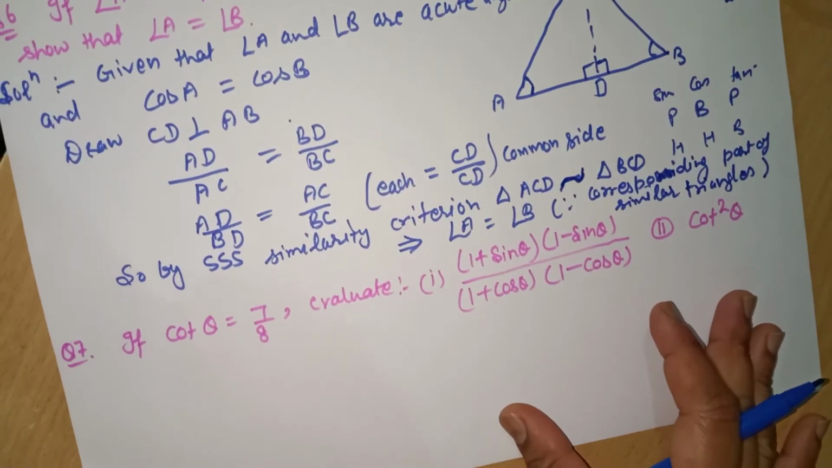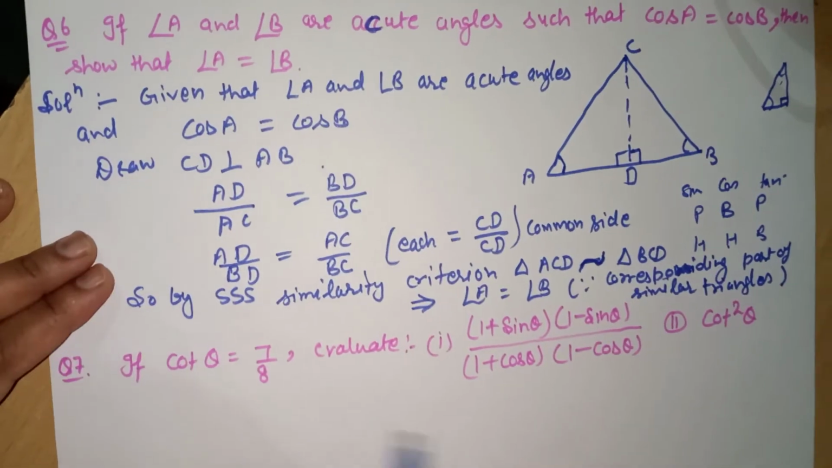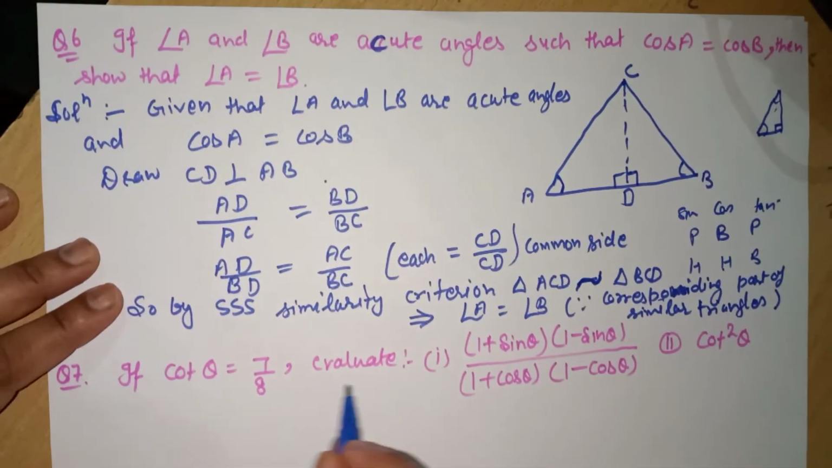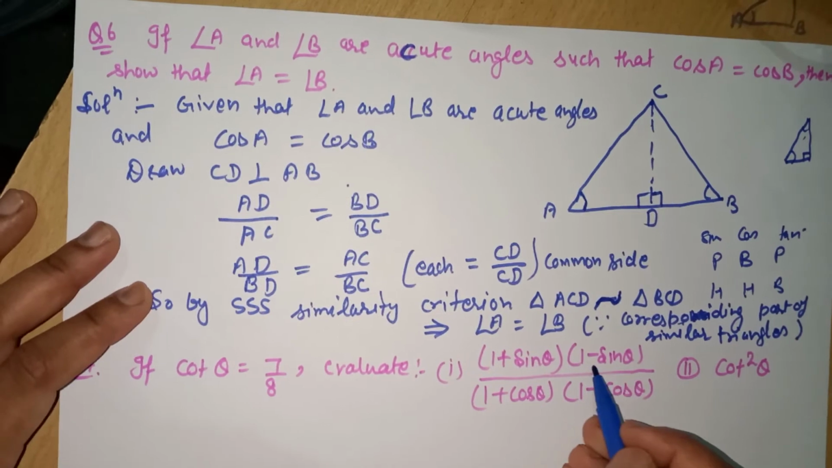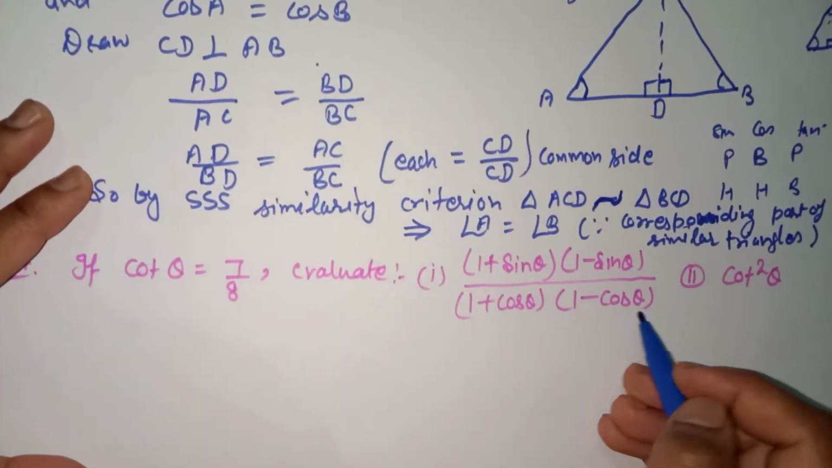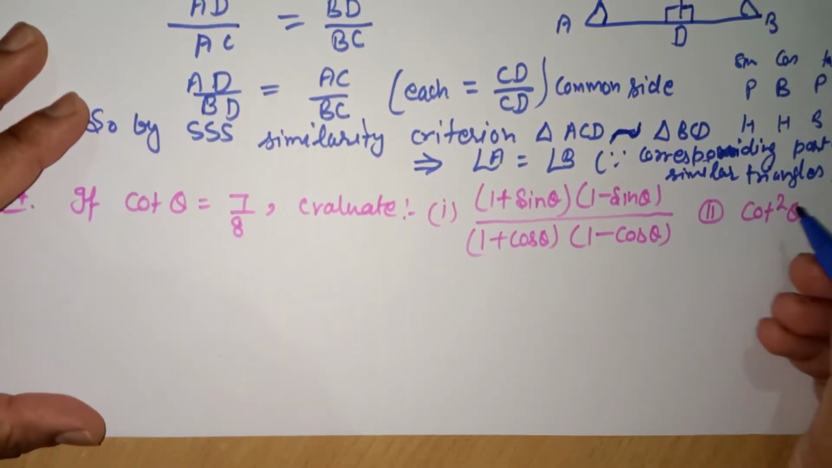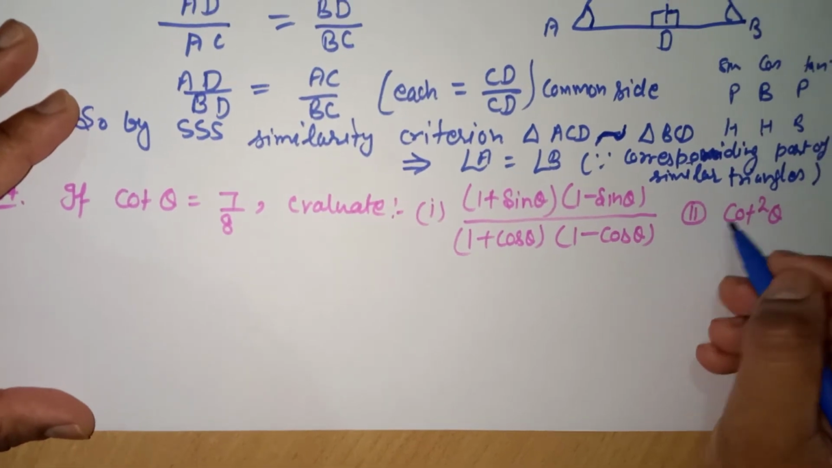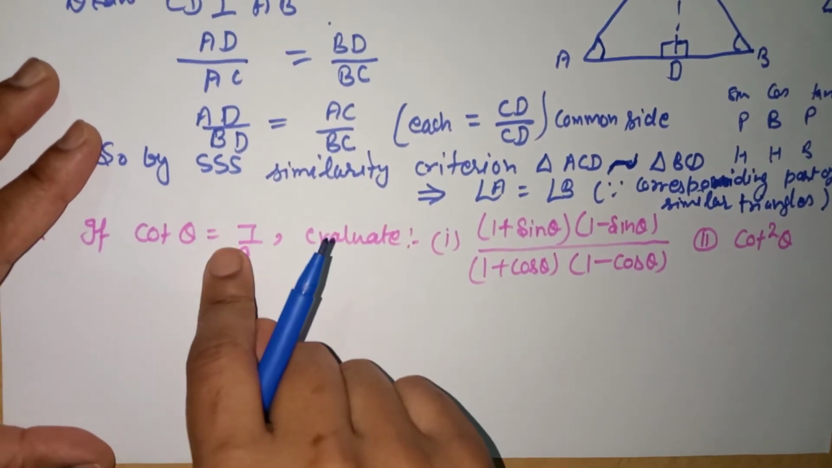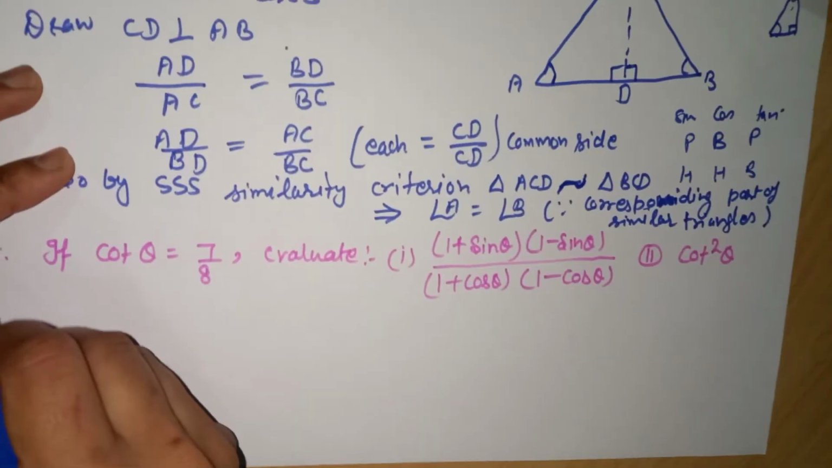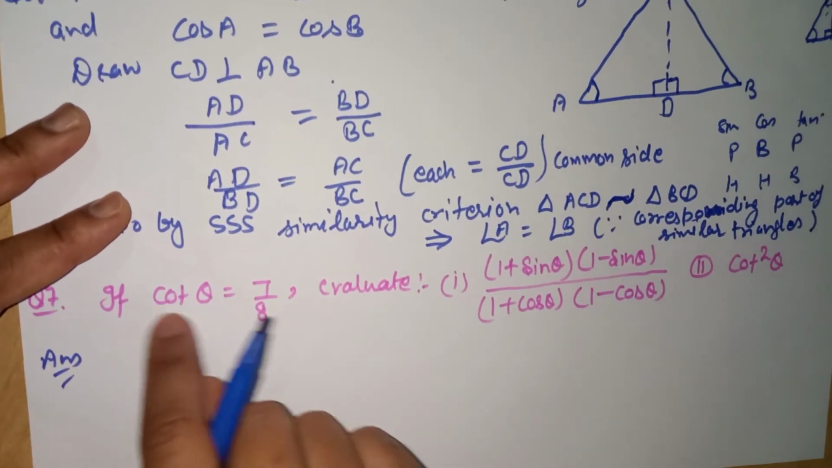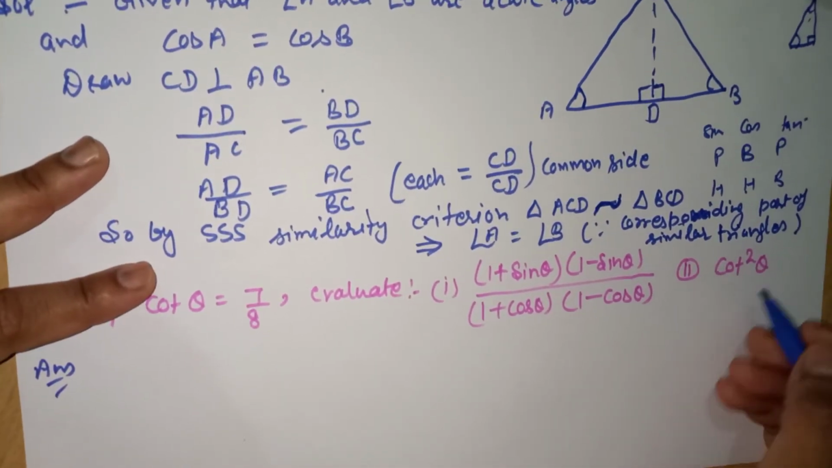Now let's move to question number 7. Next question number 7 is, if cot theta is equal to 7/8, evaluate (1 plus sin theta)(1 minus sin theta) upon (1 plus cos theta)(1 minus cos theta). We have to find the value of this, and also cot square theta. Cot square theta can be found from cot theta, so you can also do part number 2 first. We have to just square the value of cot theta and you will get cot square theta.